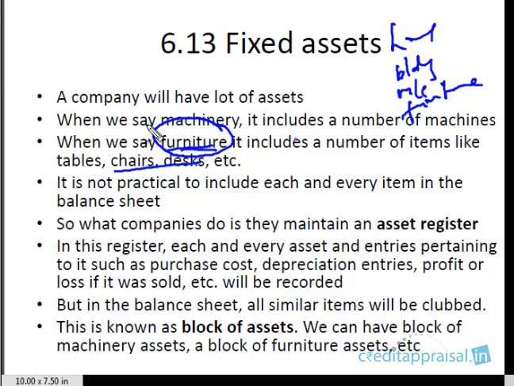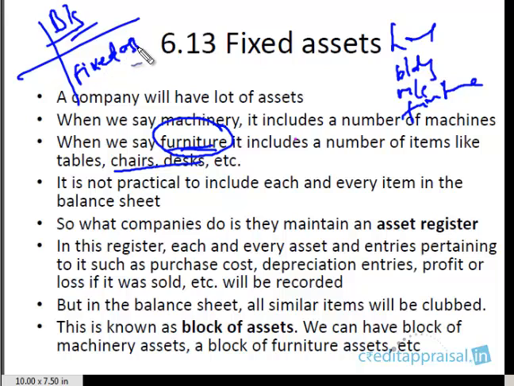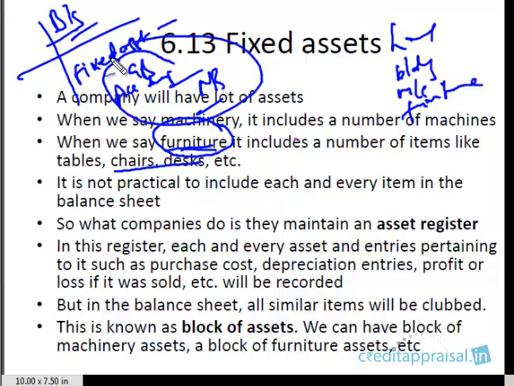What actually happens in the balance sheet is a very short format. In the balance sheet you have a single item called fixed assets. Here you have to show the amount. Maybe you'll have gross block, accumulated depreciation, and net block. These are the only three items under fixed assets. It is not possible, not practical, to list out every item in the balance sheet. It's not at all practical to list all the items.